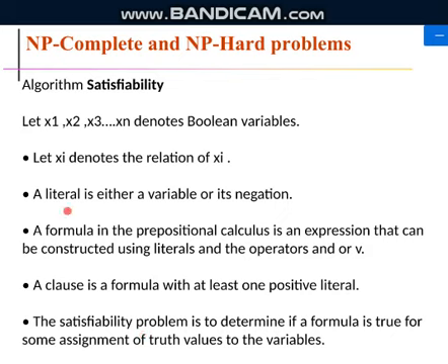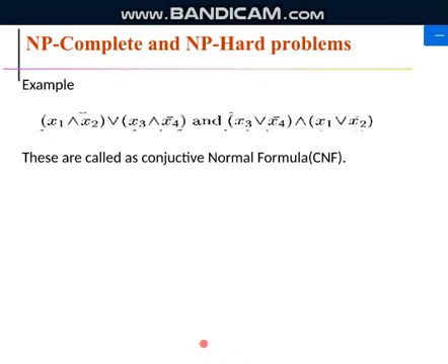So here we have one more problem, satisfiability. You just have Boolean variables here. These are either literals or variables. We will see just one example. This is just the formula given, and based on the formula you are going to generate the tree. This is called conjunctive normal form.